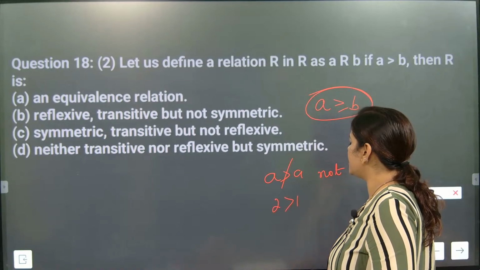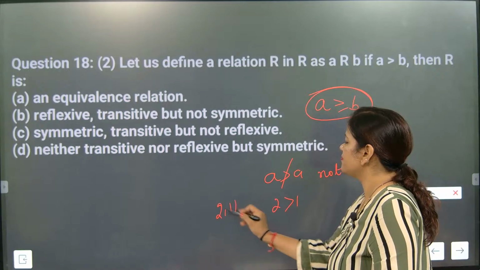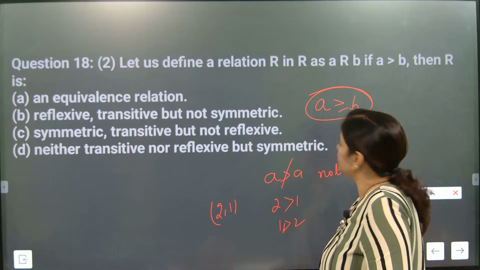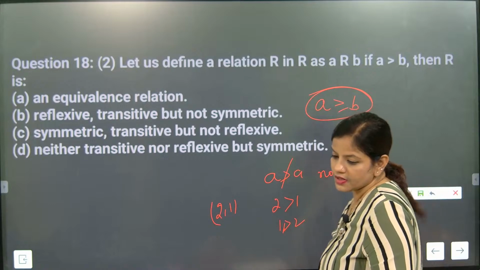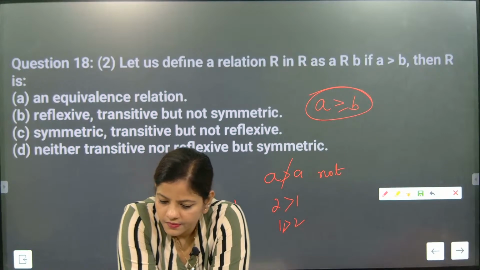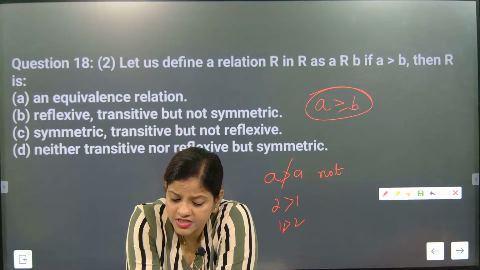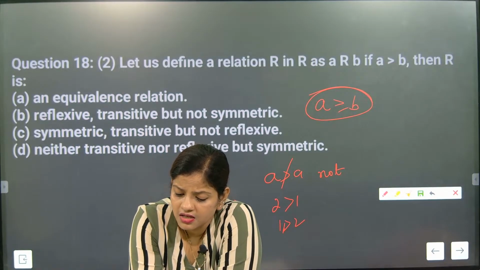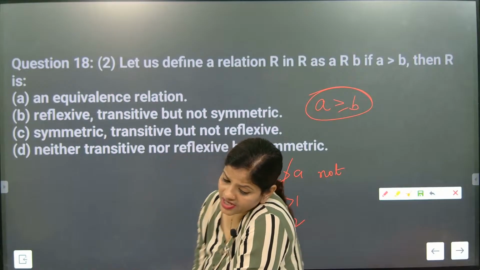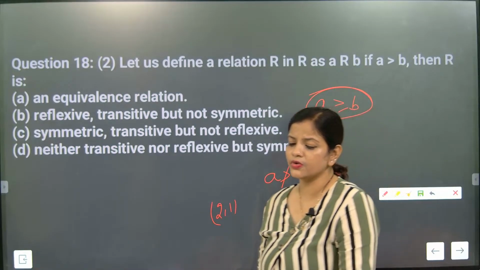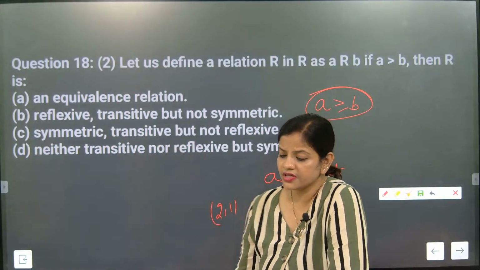2 is greater than 1, that is (2,1), then 1 cannot be greater than 2, not possible. So it will not be symmetric also. Check for transitivity. Yes, it is neither reflexive nor symmetric, so three of them are not going to be satisfied here. Symmetry cannot be possible also. So definitely it is not going to be reflexive, symmetric and transitive.